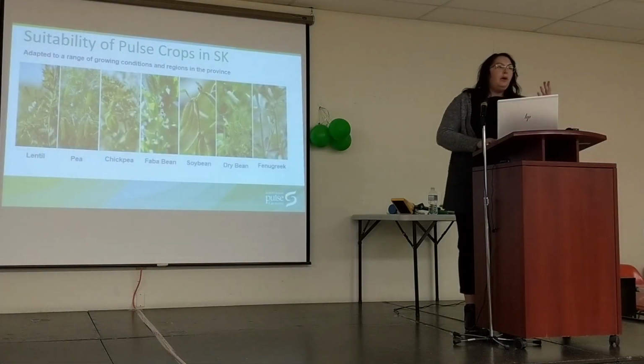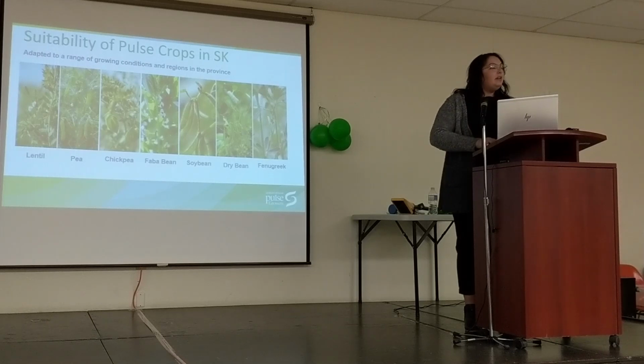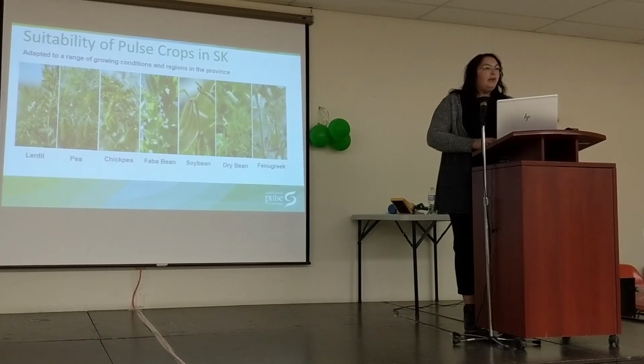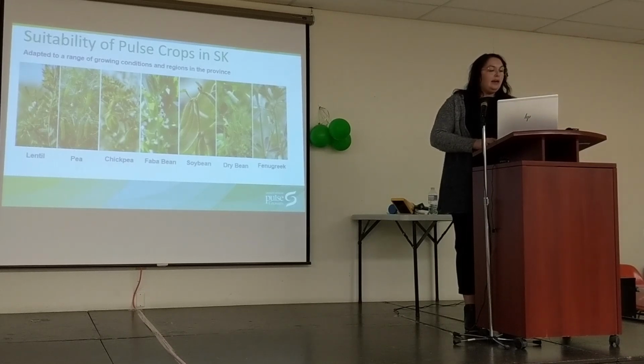Part of SPG's mandate is that we have a number of different pulse crops under our purview that we are actively working on increasing adoption, increasing suitability, and increasing those pulse acres within the province. These include our main acre crops, so lentil, pea, chickpea, faba bean, soybean, and dry bean, and then we just recently adopted fenugreek. Fenugreek is a minor acre, new pulse crop that we currently added.